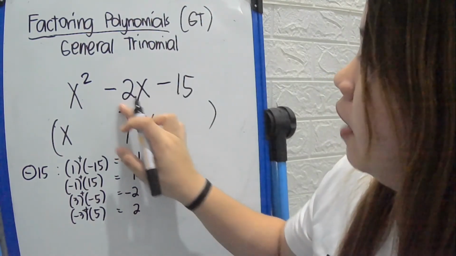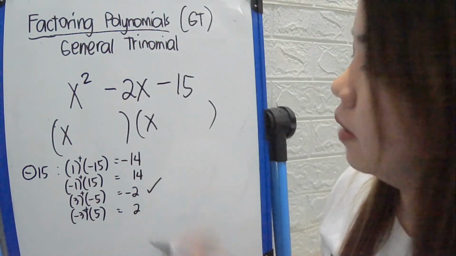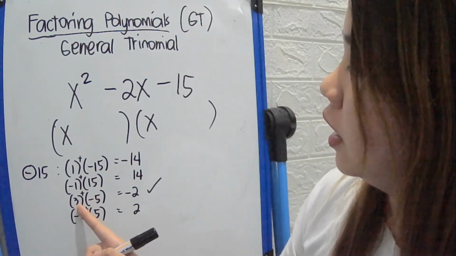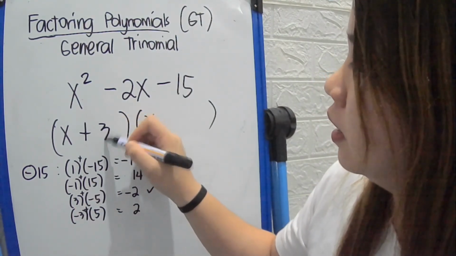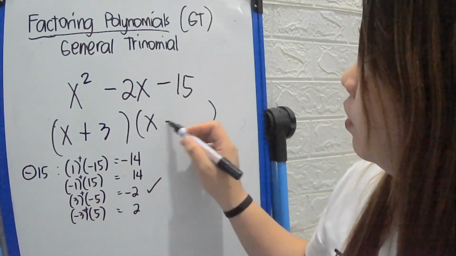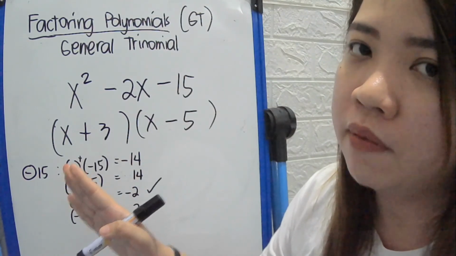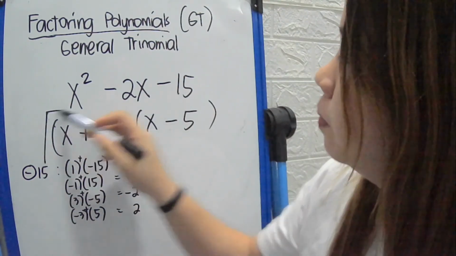So, as you can see, you have here negative 2. So, ito siya. Kunin natin yung signs nito. Your 3 here is positive. So, positive 3. Then, your 5 here is negative. So, we have minus 5. Pwede pong mauna si x minus 5, then x plus 3. So, ito po yung factors natin.